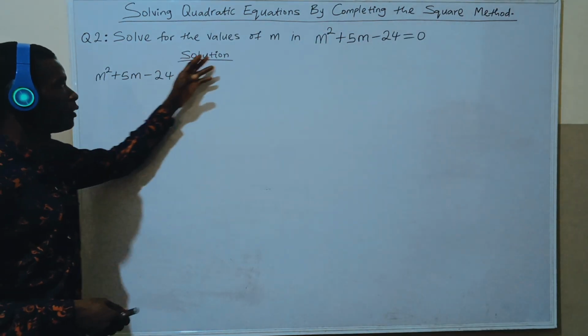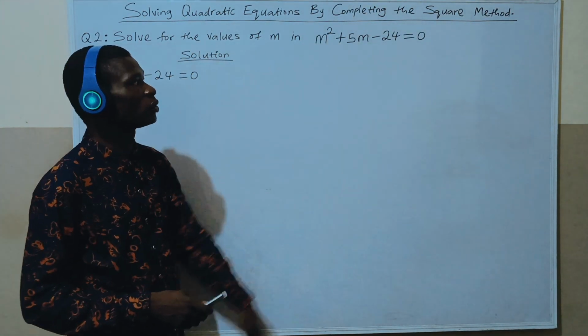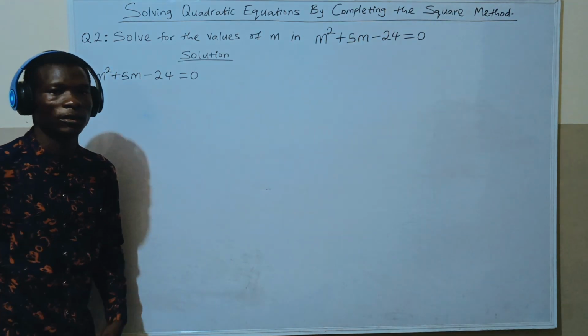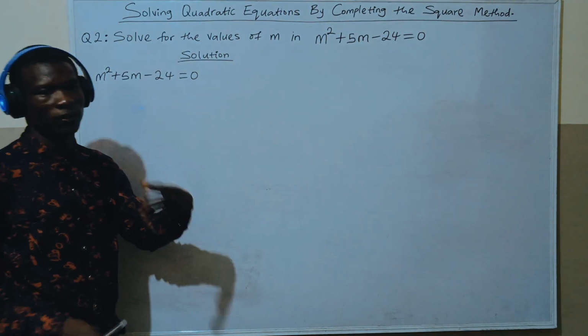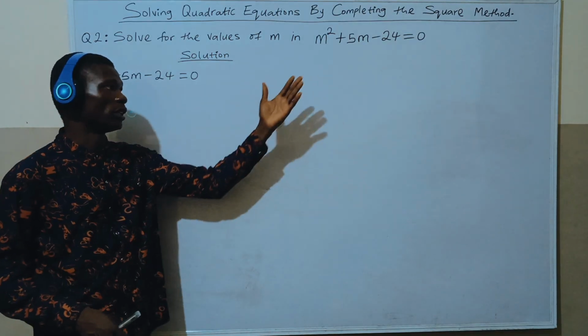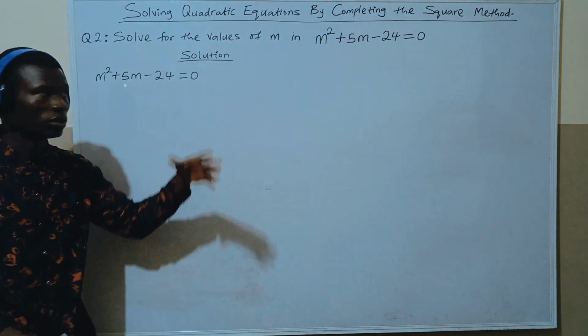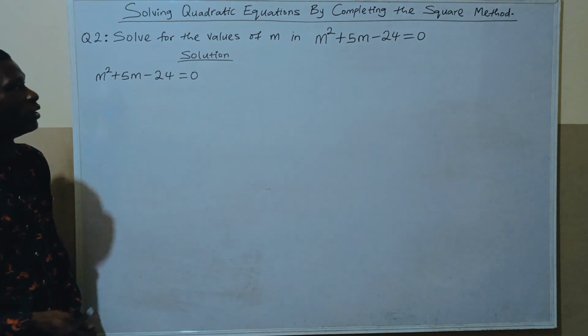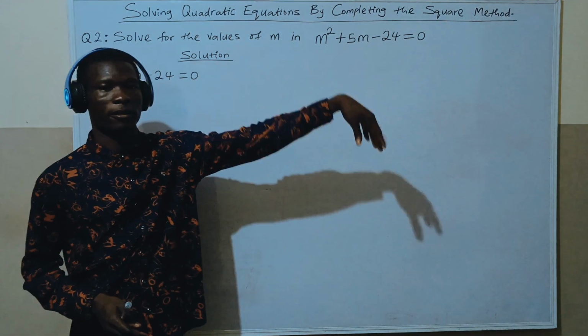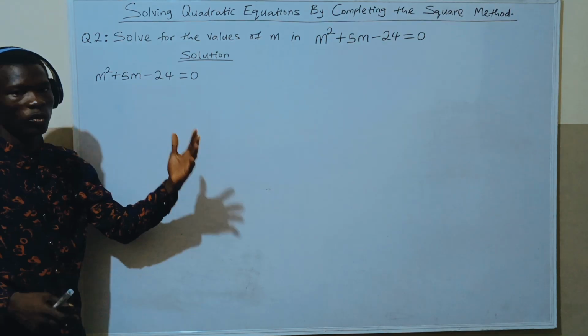In question 2, we have to solve for the values of m in m squared plus 5m minus 24 equals 0. Okay, so that's question number 2. Now, when they say solve for the values of m, it's just the same thing as solve the equation, because when you are solving the equation, you are solving for the values of m at the same time. And still, the method we'll be using is the completing the square method, because that's the topic we are dealing with.